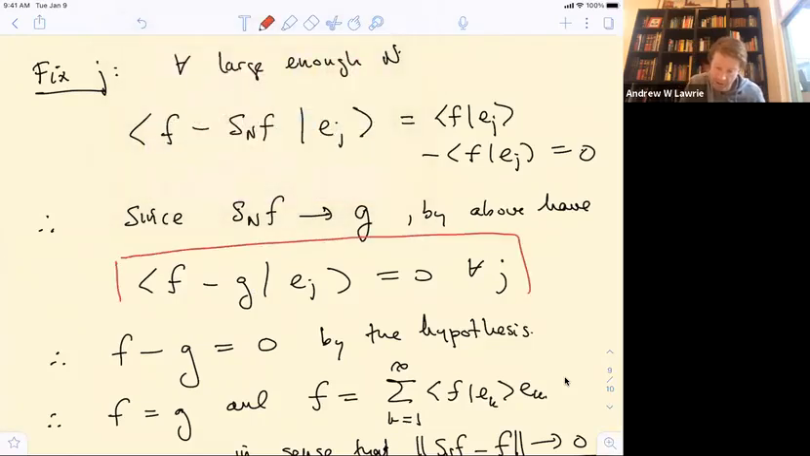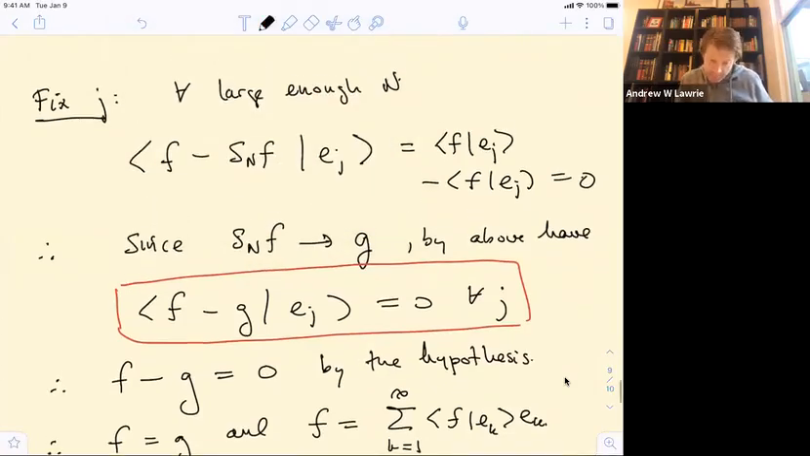Then we're done, right? So this is what we're after. This is where we're going to use the hypothesis. So how do we show this thing? Well, first, we prove this by replacing G with S_N F. Okay. So why is this thing equal to 0?